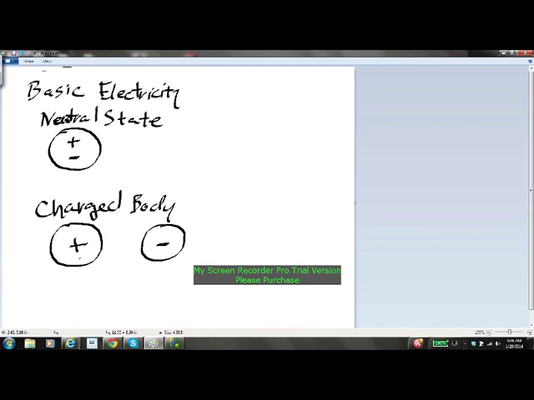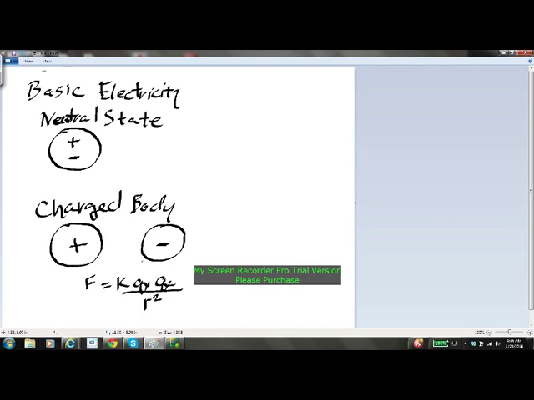And the law is that like charges have a repulsion, and unlike charges, positive and negative, have an attraction. So these two would attract each other. And by Coulomb's law, it would be an attraction with a force equal to some constant times the charge on one, represented by a little q, and the charge on the other, represented by another little q, divided by the distance or radius squared. So the distance tells how strong the force of attraction is.